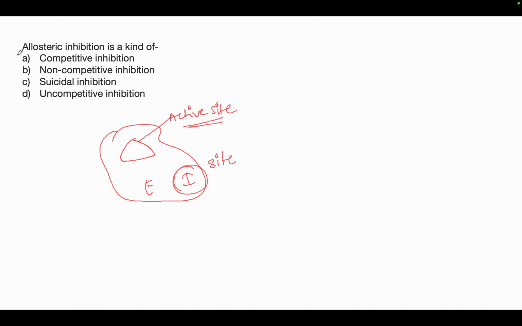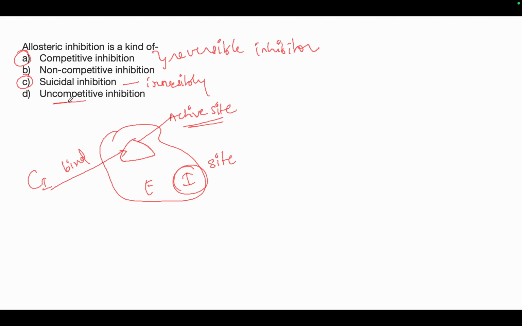So competitive inhibitors actually go and bind in the active site. So competitive inhibitors will go and bind to the active site. Okay, non-competitive inhibitors, suicide inhibitors will also go and bind to the active site, but they will bind irreversibly. That's the only difference. They will bind irreversibly. These all are reversible inhibitors. This is uncompetitive, also reversible.